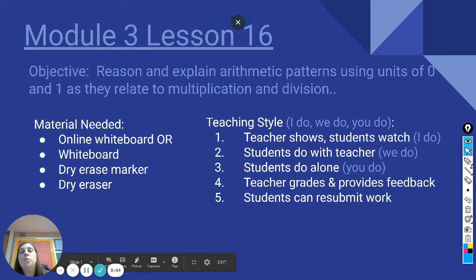Today we're going to be doing Module 3, Lesson 16. The objective is to reason and explain arithmetic patterns using units of 0 and 1 as they relate to multiplication and division. So today we're going to be focusing on multiplying by 1, and then tomorrow you'll be focusing on multiplying by 0. The materials needed for today are your online whiteboard or your whiteboard, dry erase marker and dry eraser. And the teaching style we're going to follow is where I do it, we do it together, and then you do it on your own.